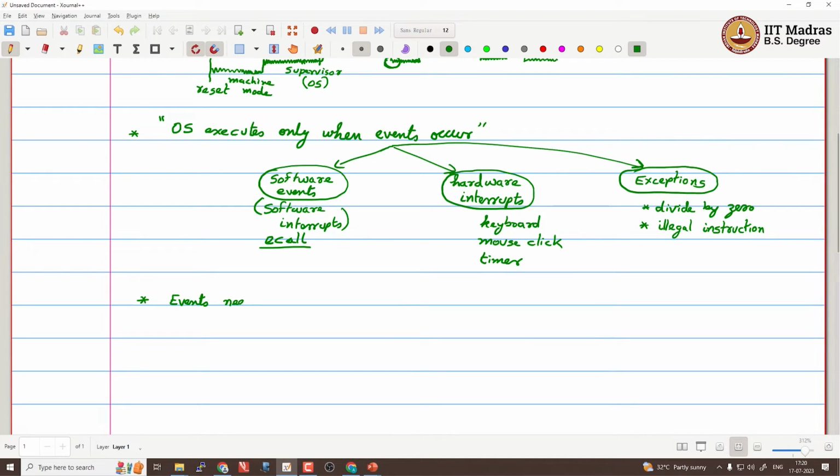Based on what interrupt has occurred, the cause of the interrupt.